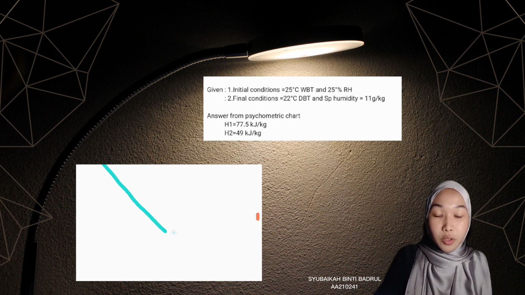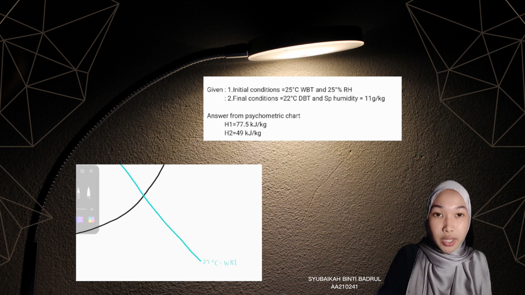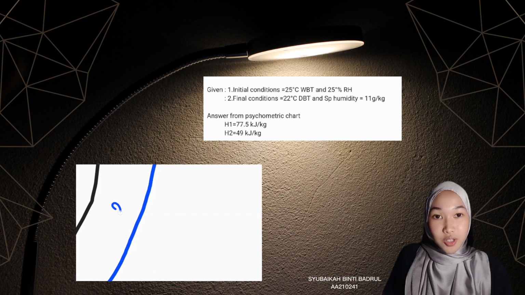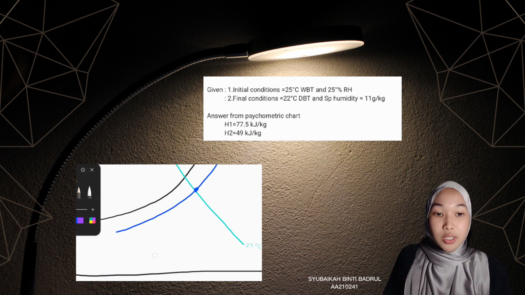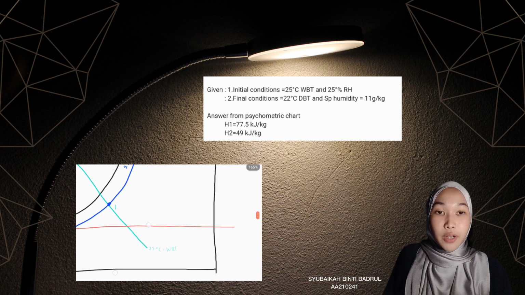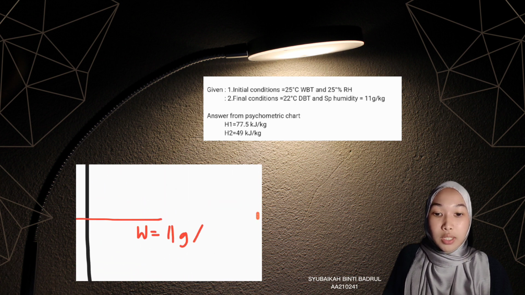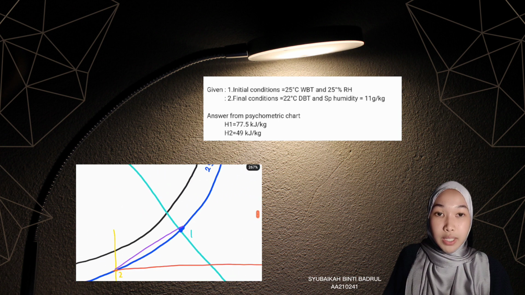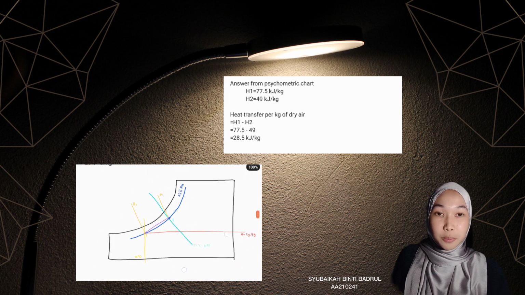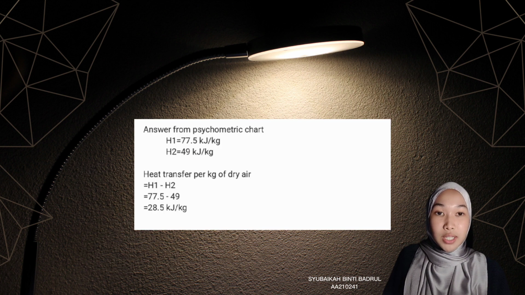Now, we have the process 1 to 2, and we want to determine heat transfer during the process 1 to 2. So, in order to calculate change in heat, we need to find out enthalpies at point 1 and point 2. Enthalpy at initial condition, that is at point 1, is 77.5 kJ per kg. And at final condition of point 2, the enthalpy is 49 kJ per kg. By putting value of H1 and H2, we got the heat transfer per kg of dry air as 28.5 kJ per kg of dry air.